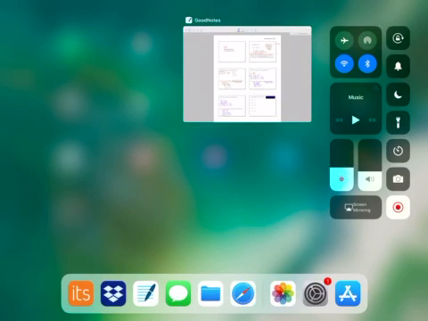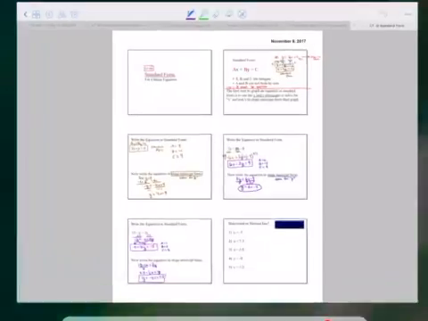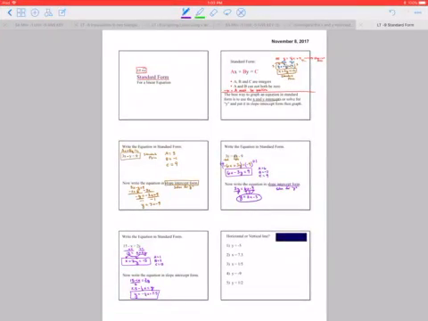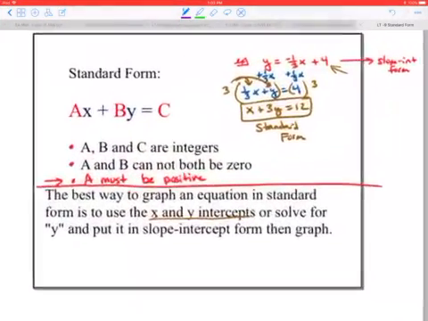Hello, Algebra. What we're going to do today is continue our conversation about standard form. We had completed some of our notes.